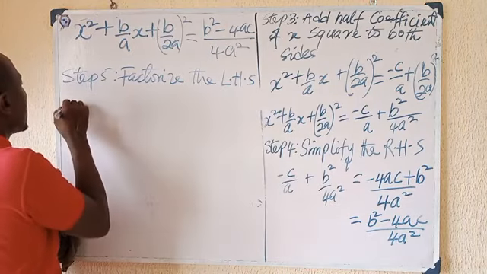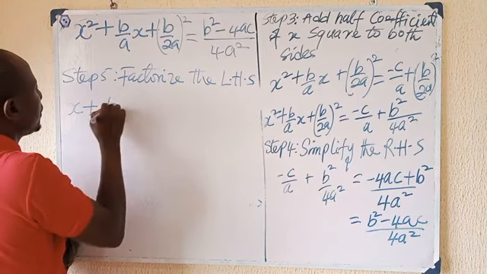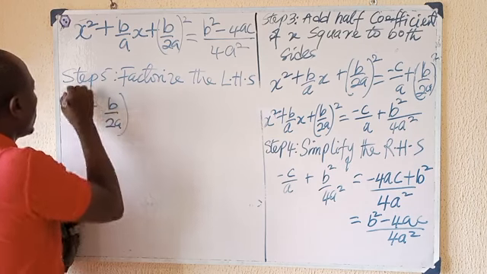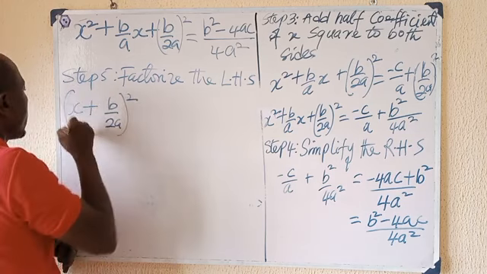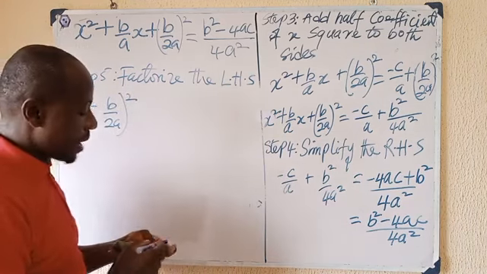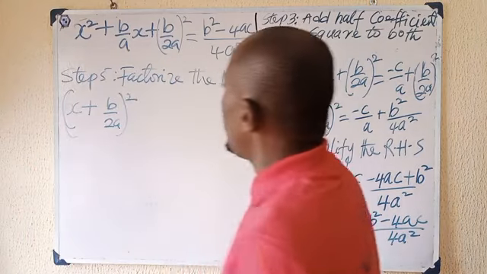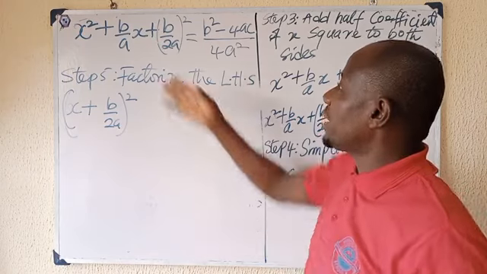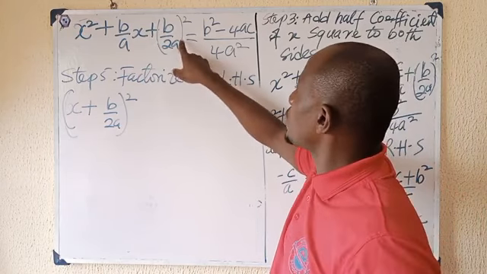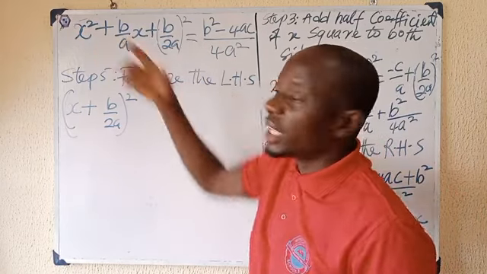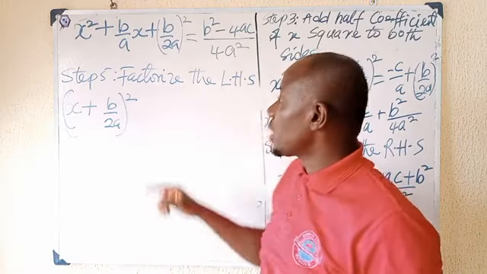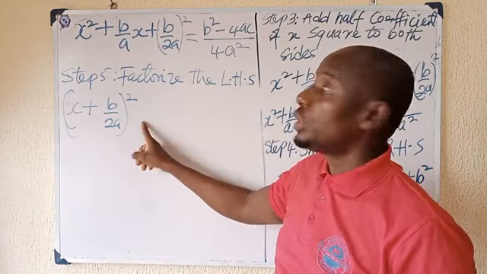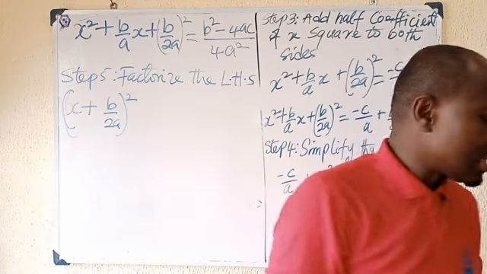So that will be x plus b over 2a all squared. So if you expand this, you will get this. Automatically you will get this. So to find the factorization of this one, all you need to do is take this square and this square, bring them together and take their common square. So if you expand this particular expression, you will get exactly this, right?